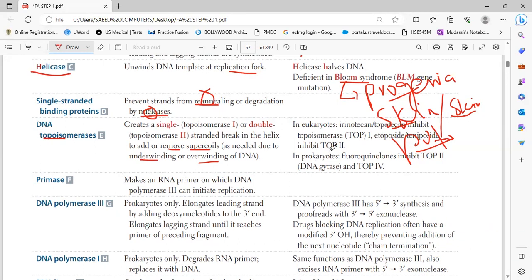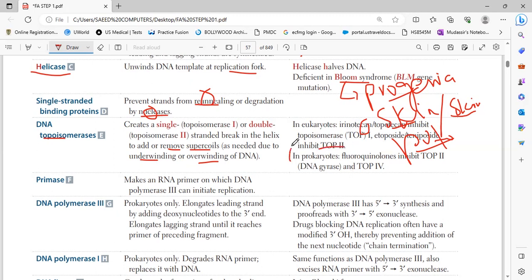Use your mnemonic: irinotecan, topotecan. The word ends at one, giving a sound of an. Irinotecan and topotecan will block topoisomerase one. Etoposide, teniposide, topo. That is giving the sound of two. They will inhibit topoisomerase two.